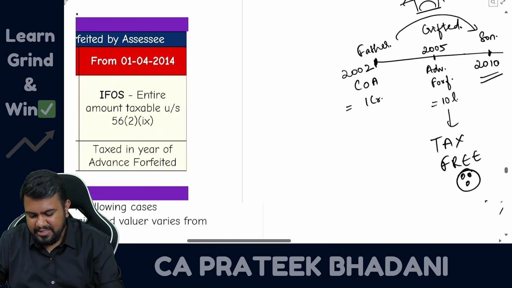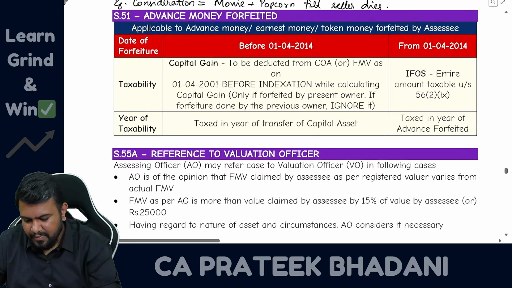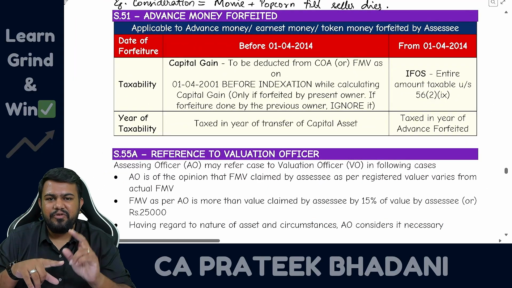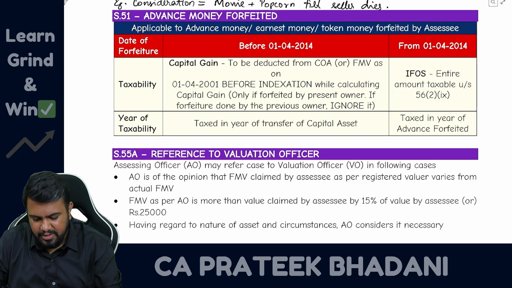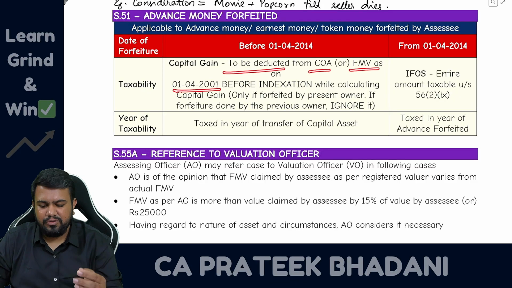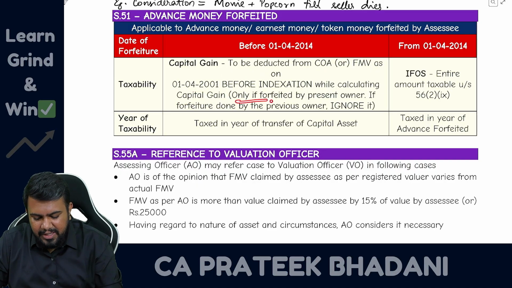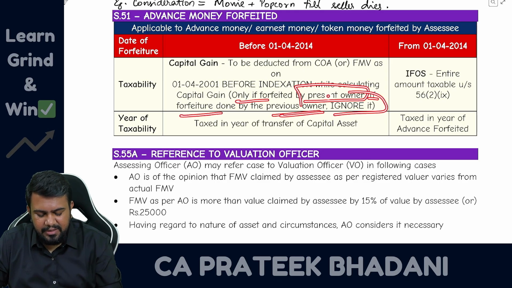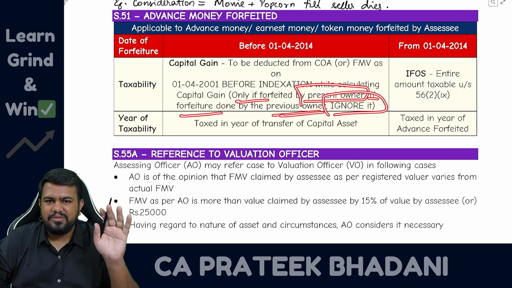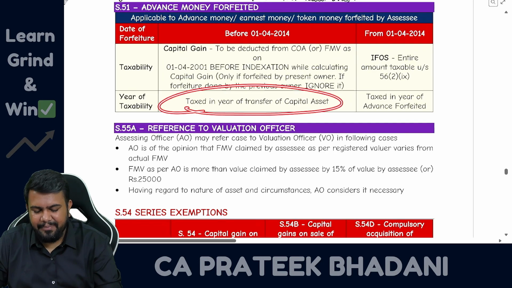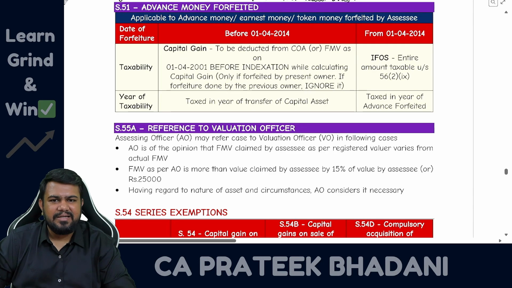Okay, so this is the point I was trying to say. And you have to reduce before indexation. If at all you are calculating indexation, before indexation it has to be reduced. So it is to be deducted from the cost of acquisition or FMV as on 1/4/2001 before indexation while calculating the capital gain. Only if forfeited by the present owner. If it is forfeited by the previous owner, then you have to ignore the advance money forfeited. Hence, in the year of transfer of the capital asset only, it indirectly gets taxable.